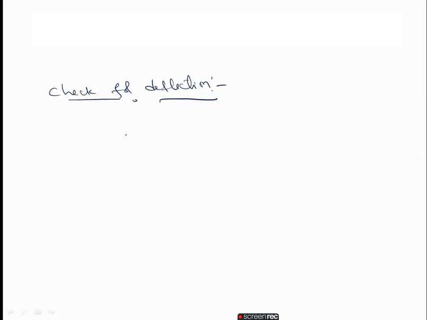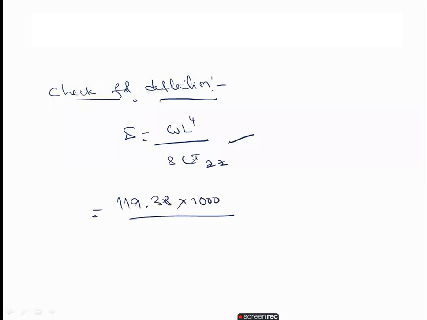So for a cantilever beam, the deflection formula is WL power 4 by 8 EIzz. Here W, we know, is 119.38, and L is 4000 for the cantilever beam. Sorry, not this one. Now we are calculating the W.